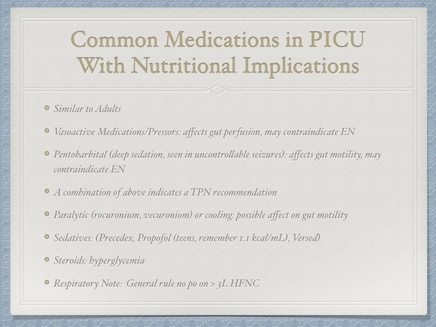Those affect gut perfusion and may contraindicate enteral nutrition in higher doses. Pentobarbital is used for deep sedation and often to treat uncontrollable seizures. This affects gut motility and may also contraindicate enteral nutrition. A combination of the above indicates a TPN recommendation almost off the bat in children. You can try to initiate trophic feeds to maintain the gut villi, but often you're unable to advance enteral nutrition to goal, and tolerance is a big problem.